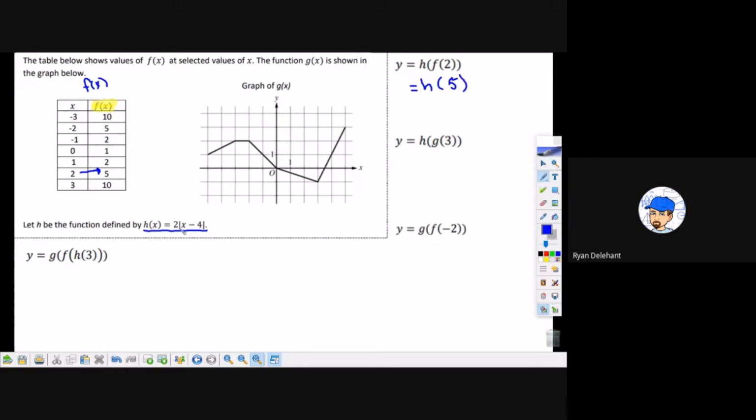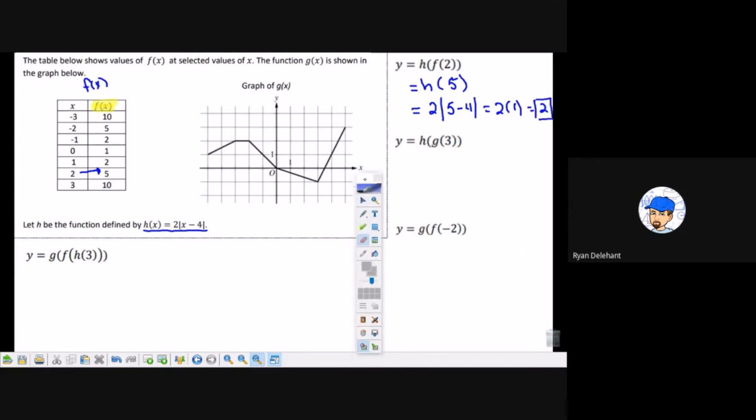Now h has a different representation. H is represented with an equation here, and these are absolute values. So that means I need to take this 5 and plug it into this equation and find its solution. So to find the answer to this one, this would be 2 times the absolute value of 5 minus 4. So 5 minus 4 is 1. An absolute value just makes whatever result you get inside positive. So since it's already positive, this is going to be 2 times 1. So our solution is 2. So be prepared to work from all of these different representations.